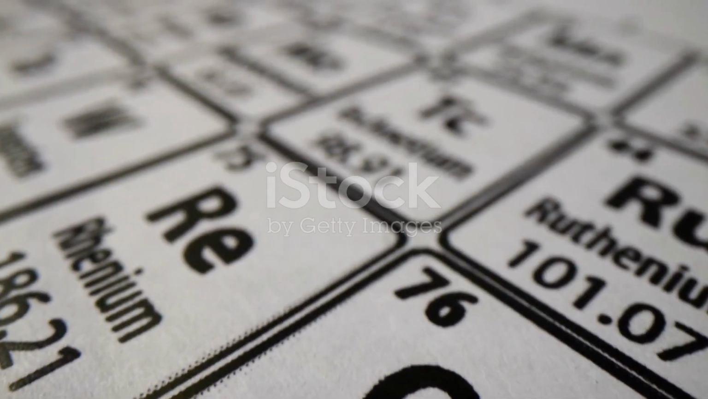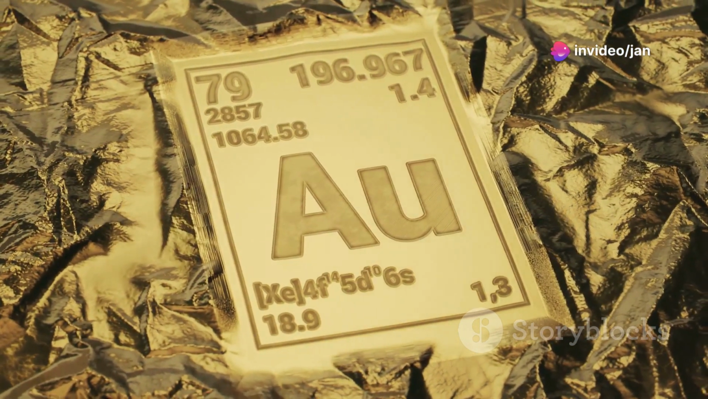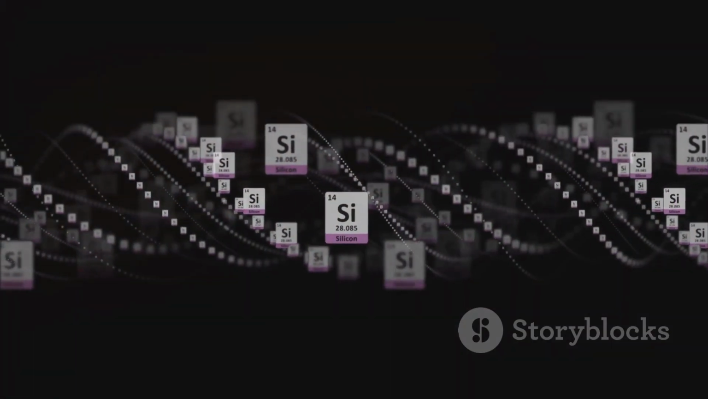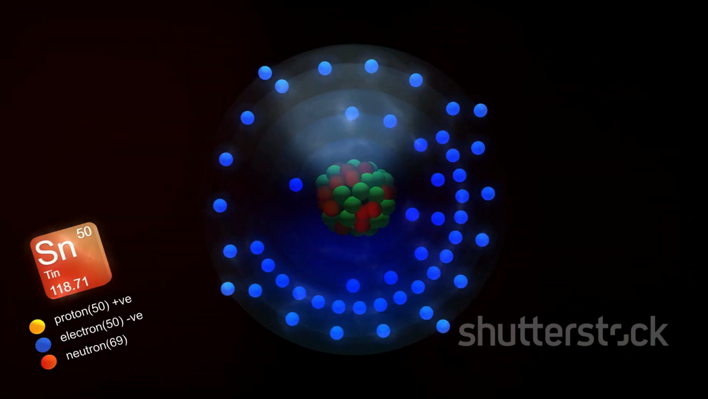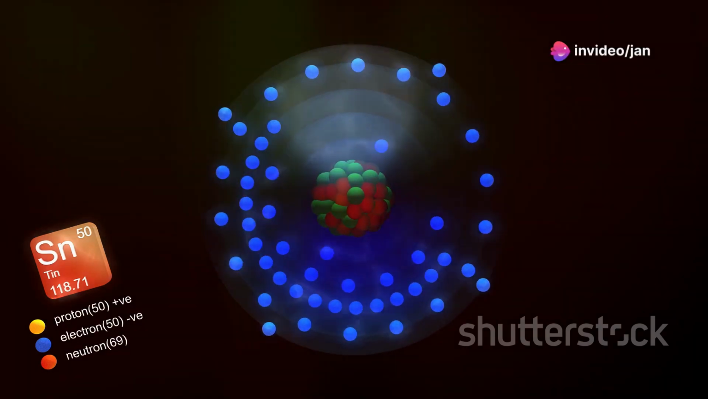Section 5, reactivity of metals, trends and patterns. Remember those periodic trends we talked about? They play a big role in how reactive metals are. Reactivity refers to how easily a metal loses its electrons to form bonds with other elements. As we move down a group, the reactivity of metals increases. This is because the outermost electron is farther away from the nucleus and easier to remove.